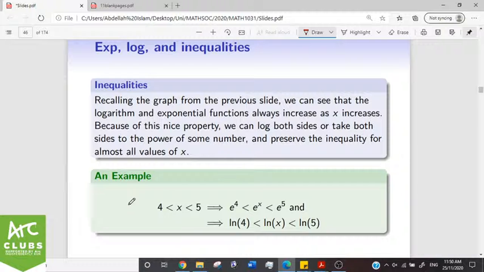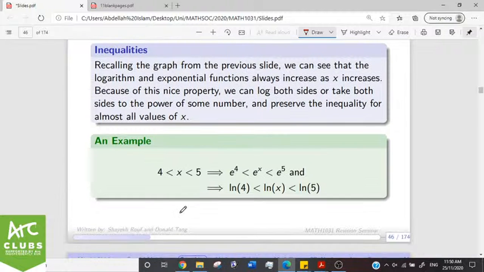One nice thing about logarithms and exponentials is that if we have an inequality, we can take the exponential of everything in the inequality, and the inequality stays legit. We can do the same with the log. We can take the log of everything in the inequality, and the signs are still valid. So for example, 3 is less than 4, and this directly means that log of 3 is less than log of 4.